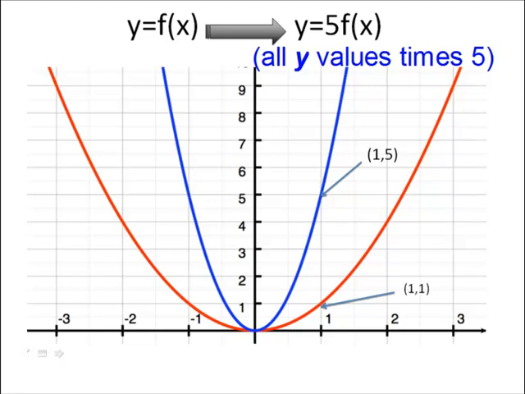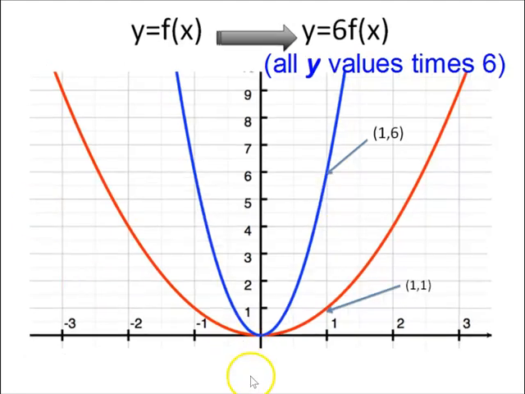Then we have y equals 5f of x. So (1, 1) is now (1, 5). The y value was multiplied by 5. And y equals 6f of x. The y value is multiplied by 6. So we have (1, 6).